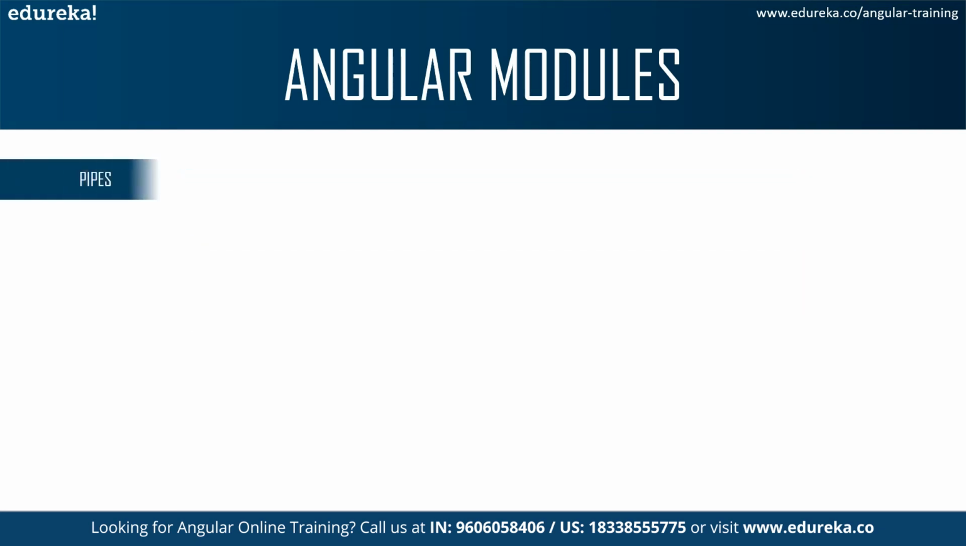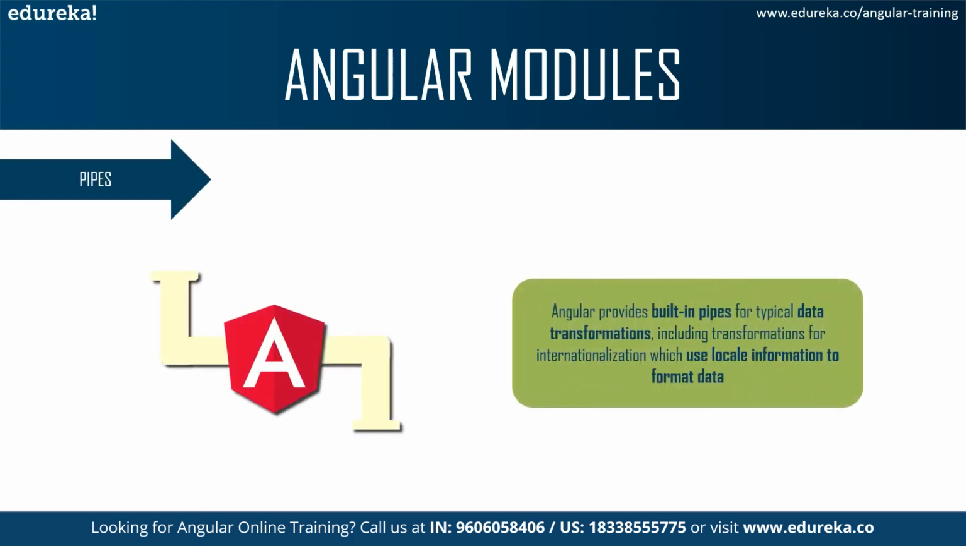Now the next thing we have in Angular modules is pipes. So pipes are basically built in and they are used for data transformation. If you need any kind of local information or formatted data, pipes will be helping you to do that. It basically provides built-in transformations of data, including transformations for internationalization, which use locale information to format the data.